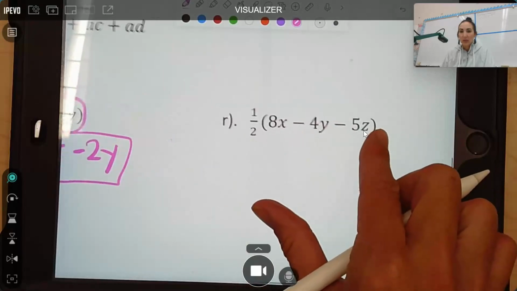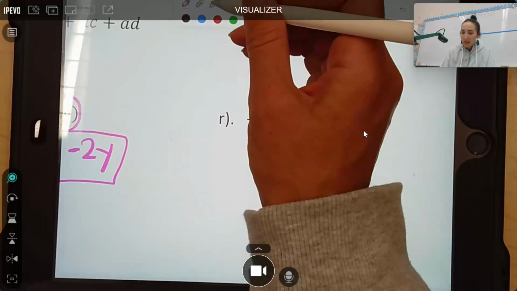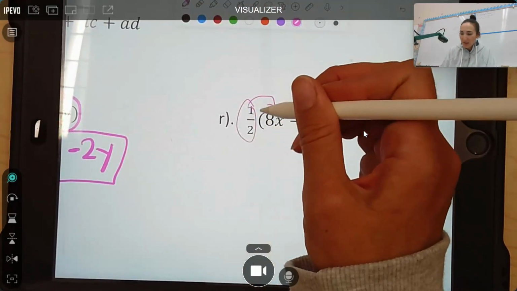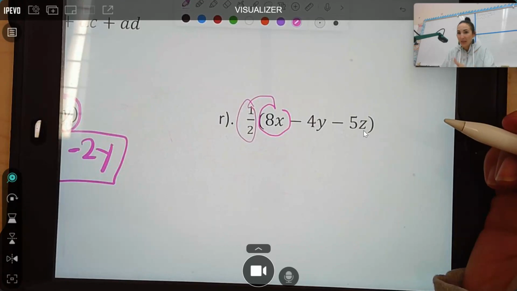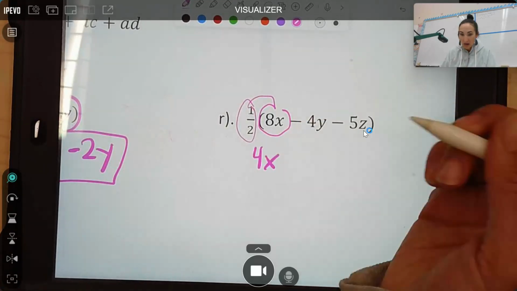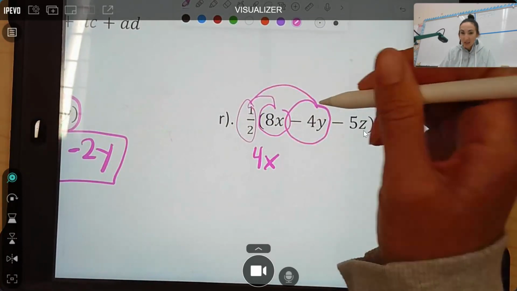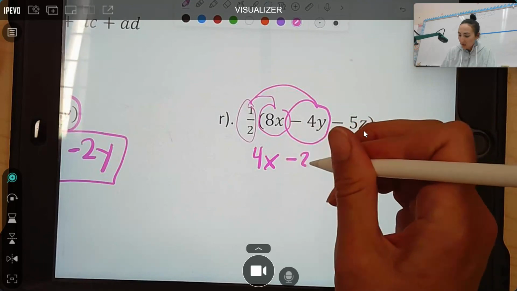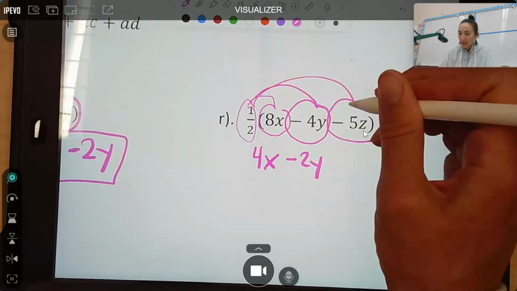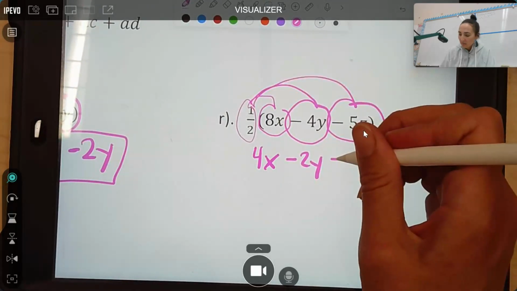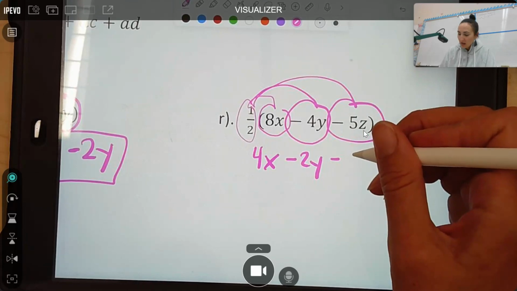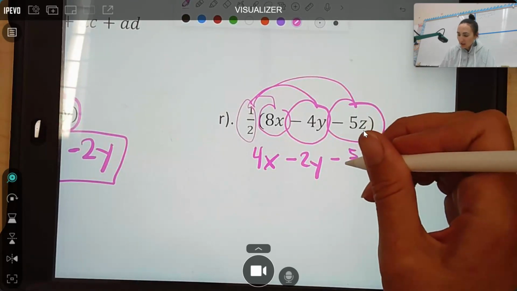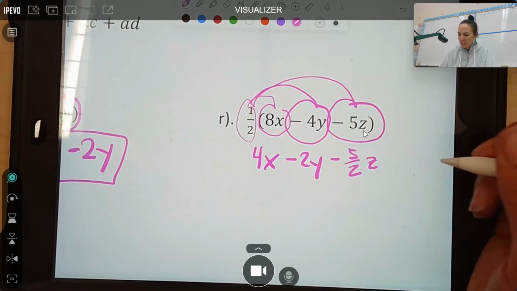I'm going to distribute the half. And remember, multiplying by a half is the same thing as dividing by 2. So like 1/2 times 8x is half of 8x, or 8x divided by 2, we get 4x. Half of negative 4y is negative 2y. Half of negative 5z, I can write it as negative 2.5. I'm going to just write that as a fraction. I'm going to do the negative 5 halves z.